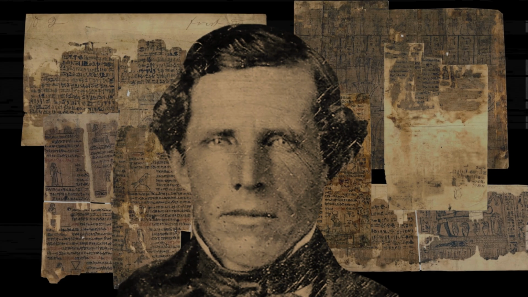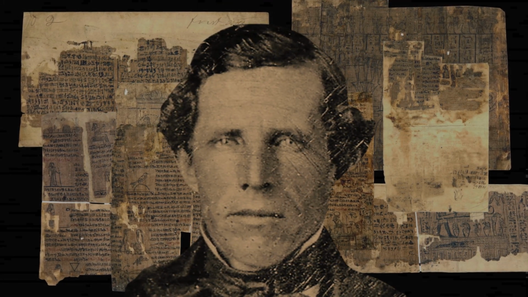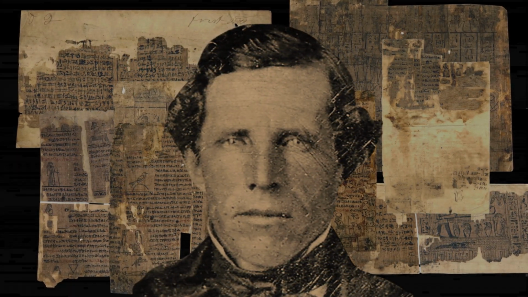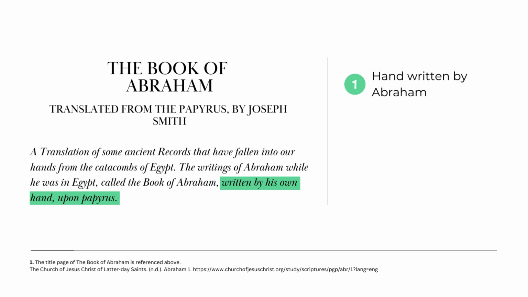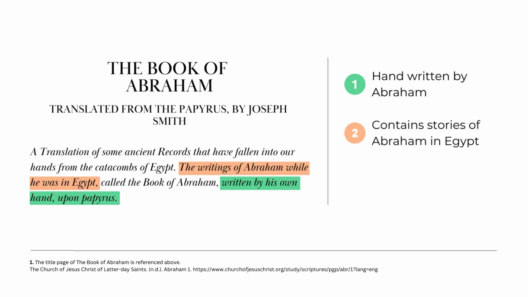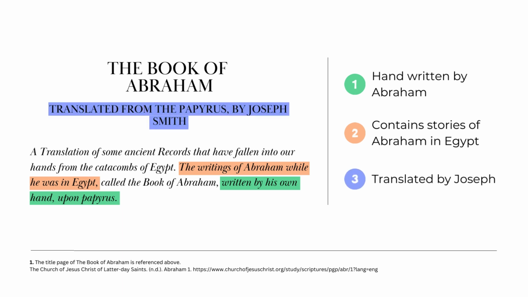Founder of Mormonism, Joseph Smith purchased Egyptian papyri almost 200 years ago and made three bold claims. First, he claimed that the text was handwritten by Abraham. Second, the text contained stories about Abraham's life in Egypt. And third, that Joseph Smith translated the text from the papyrus.